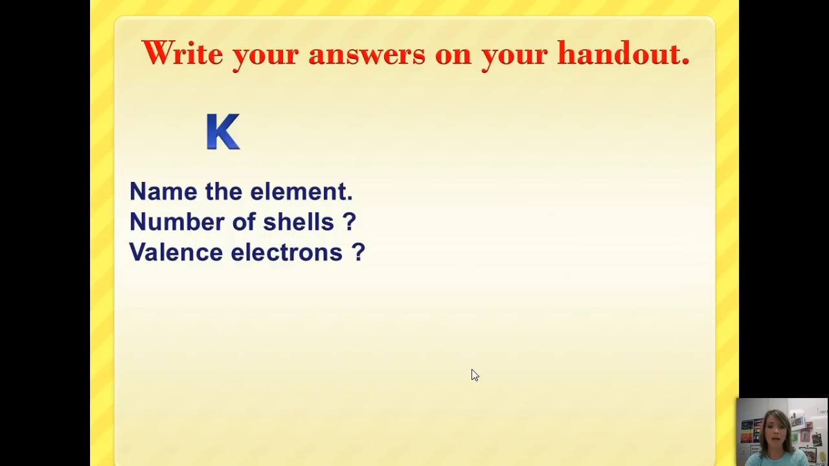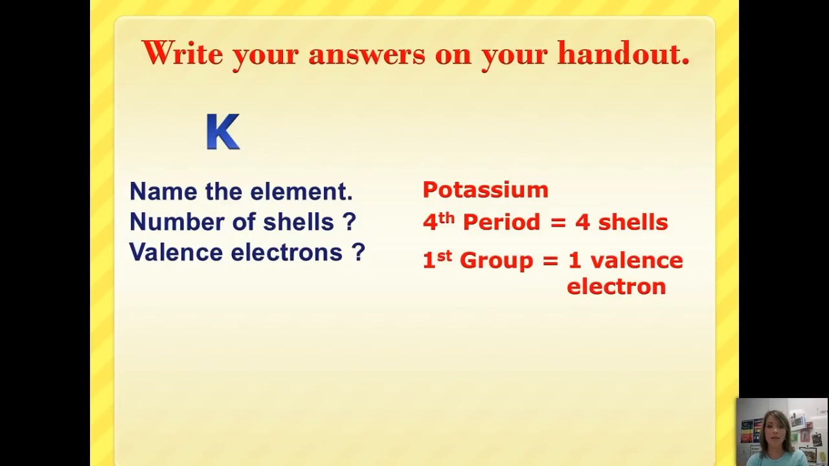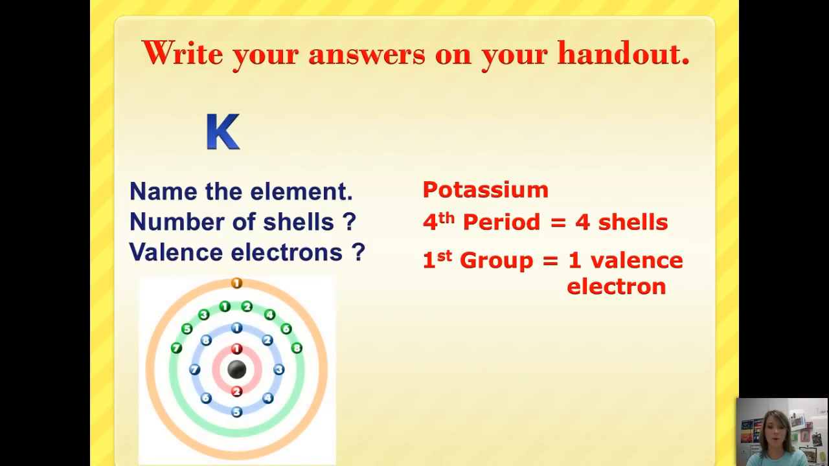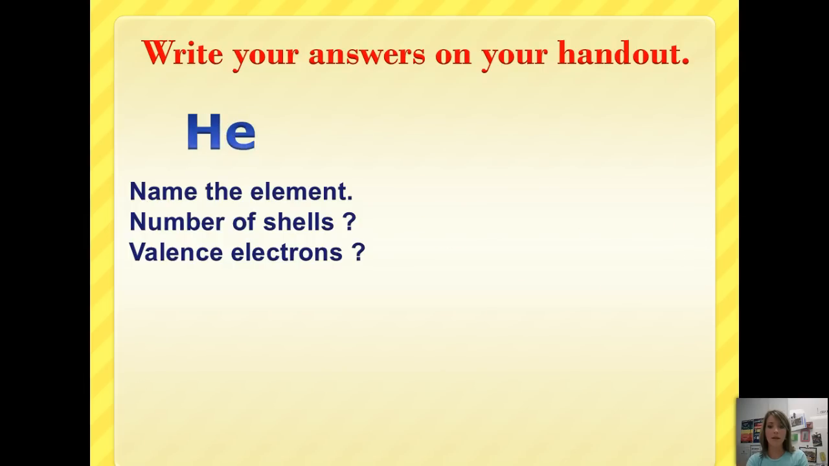Now let's give K a try. Pause your video. You should have found that K is potassium. Potassium is in the 4th period, so it has 4 energy levels, and it's in the first group, so it has 1 valence electron. There's our 4 energy levels and our 1 valence electron. And then helium.